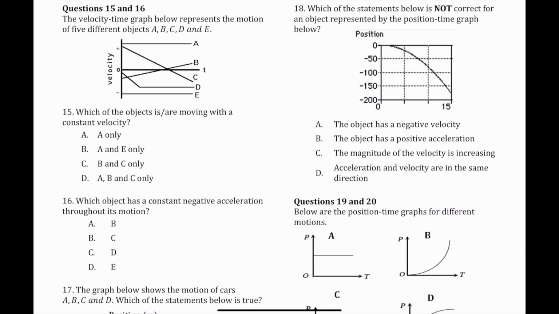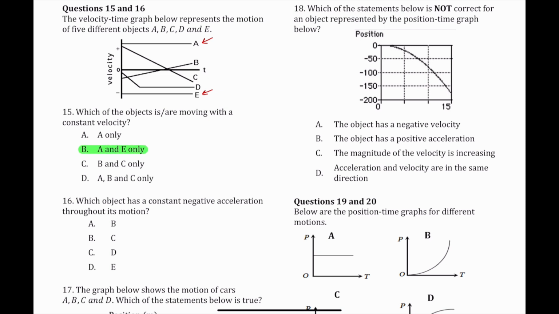Questions 15 and 16. The velocity time graph below represents the motion of 5 different objects, A, B, C, D, and E. 15. Which of the objects is or are moving with a constant velocity? Constant velocity is A and E. So A and E only.